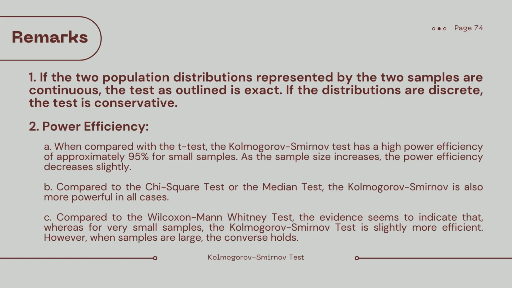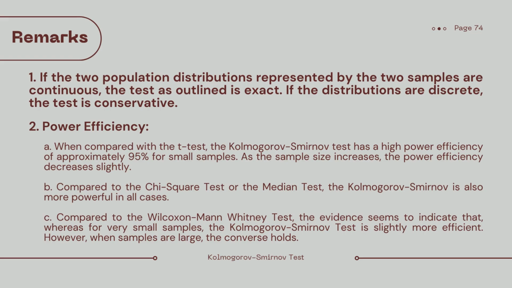For the remarks, we have two. First, if the two population distributions represented by the two samples are continuous, the test as outlined is exact. If the distributions are discrete, the test is conservative. So the point of this first remark is that if we use KS test for continuous distributions, it will be an exact test. And when we say exact, it means na yung makukuha nating p-value sa test na ito is accurate. And when we have an accurate p-value, mas magiging accurate din yung magiging decision natin for our null hypothesis.